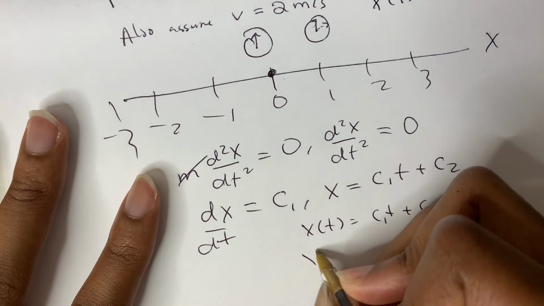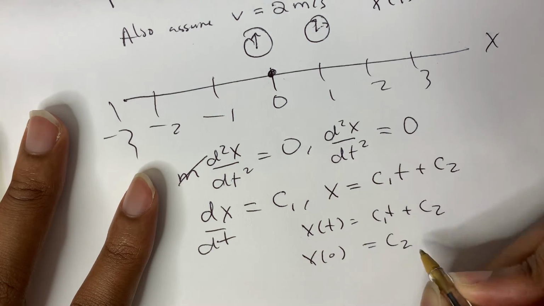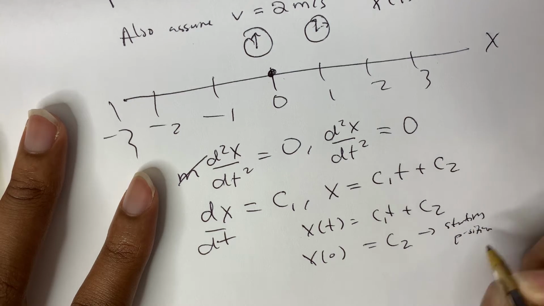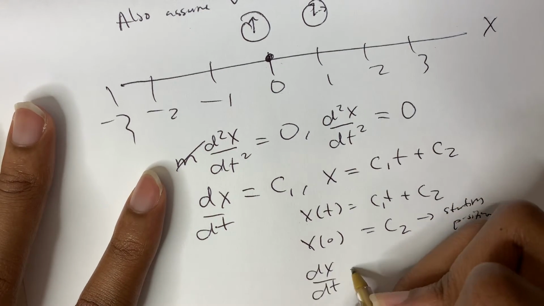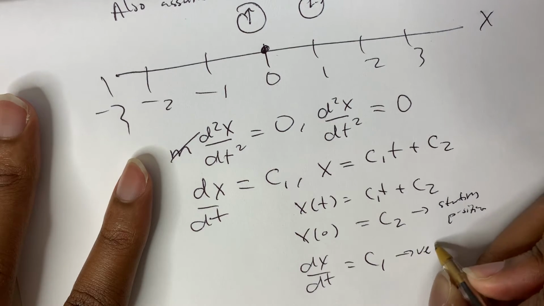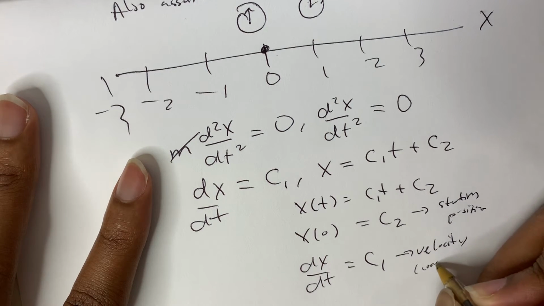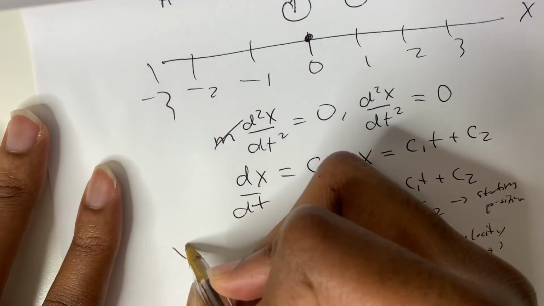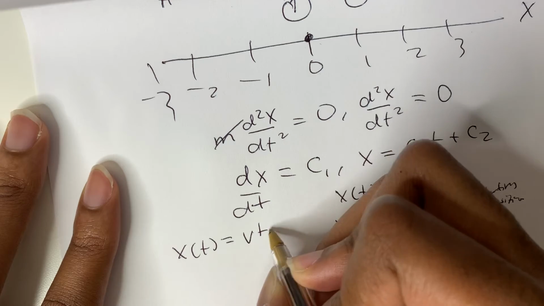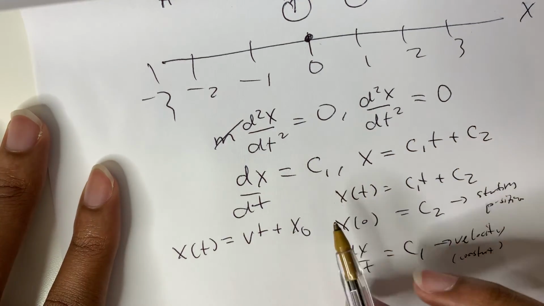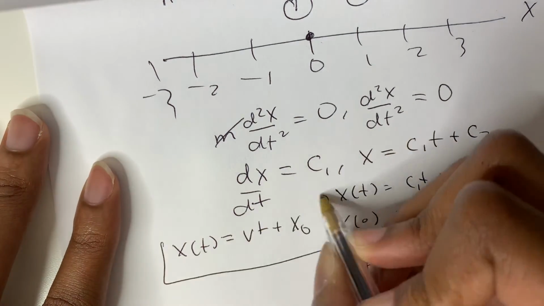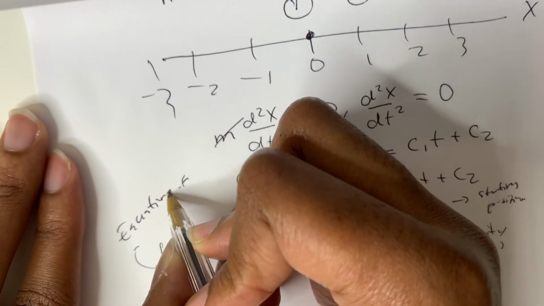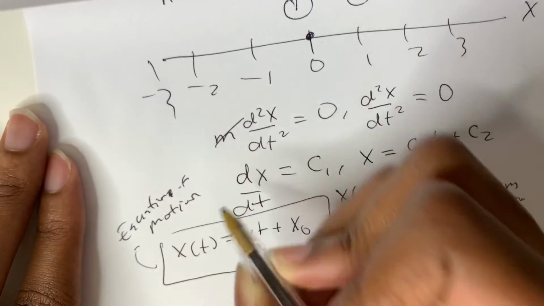Now, for t equals 0, we just have c2, implying that c2 is the starting position. And dx over dt is going to be c1, implying this is the velocity. The velocity is constant. So really, we can rewrite our variables into x of t equals vt plus x naught, where x naught is the starting position. And this is what we call the equation of motion, since we have one dimension in this system.